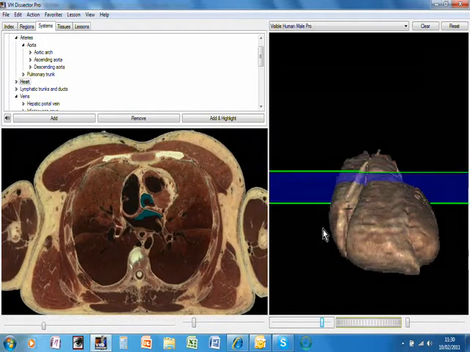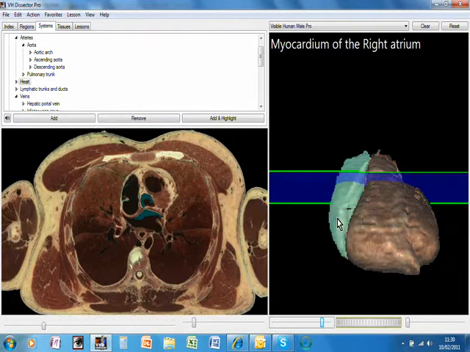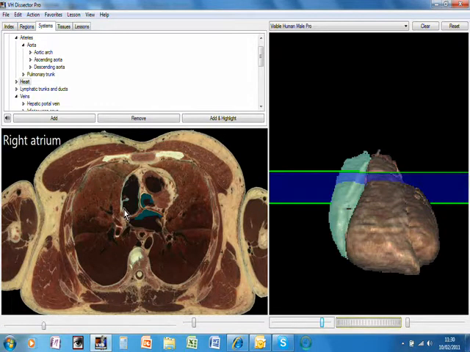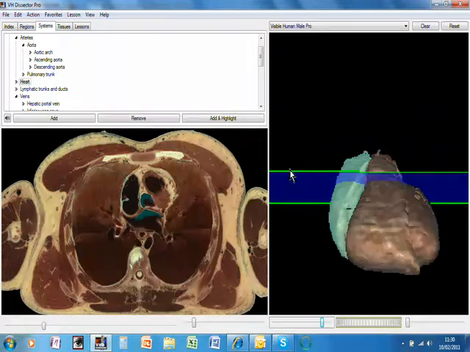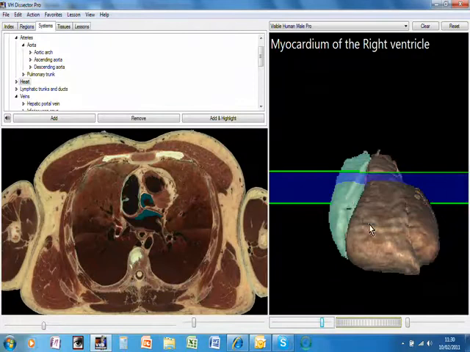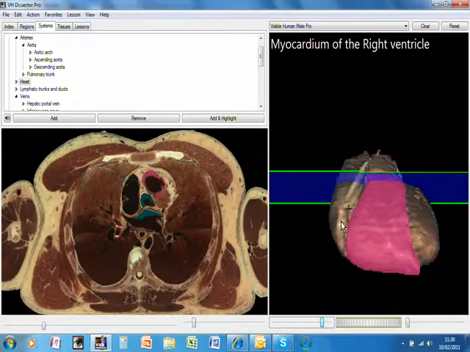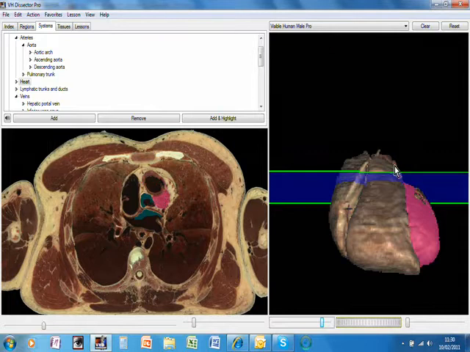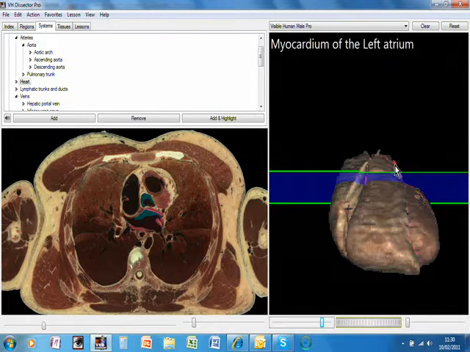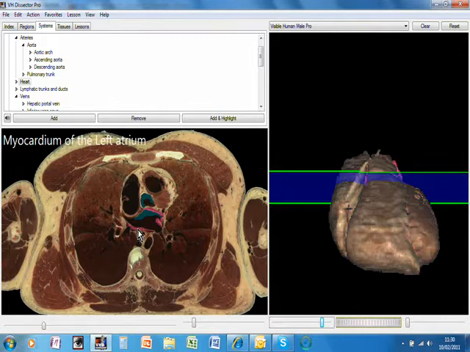So here's our 3D view of the heart. You'll note that when we click on a structure in the 3D window, it's highlighted, and it also highlights in the 2D window as long as the plane of section corresponds. So here's the right atrium of the heart, here's the right ventricle, here's the myocardium of the left ventricle, and up here you can see the wall of the left atrium.